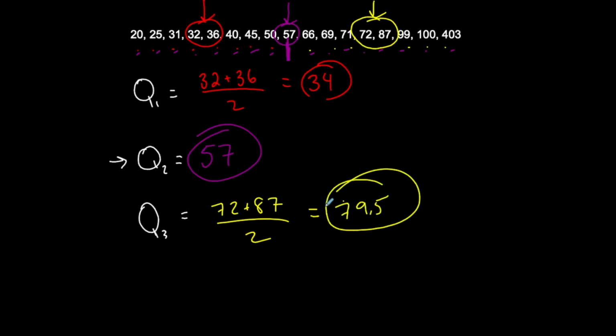And that's it. So my 25th percentile is 34, 25% into the data set. The 50th percentile, which is also the median, separating the bottom half from the top half, is 57 for this data set. And Q3, which is the 75th percentile, or the median of the top half, is 79.5. And those are my quartiles.